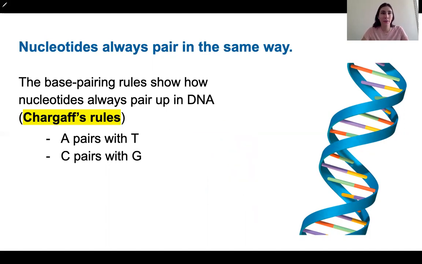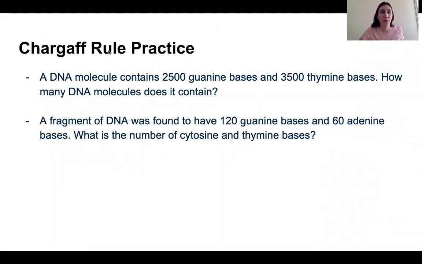Let's look at a mathematical problem. I promise it's nothing too crazy. If I can solve this, then you're good. Let's look at the first question. Before I go over the answer, I want you to pause and try to attempt the question yourself. The first question says, a DNA molecule has 2,500 guanine bases and 3,500 thymine bases. How many DNA molecules does it contain?